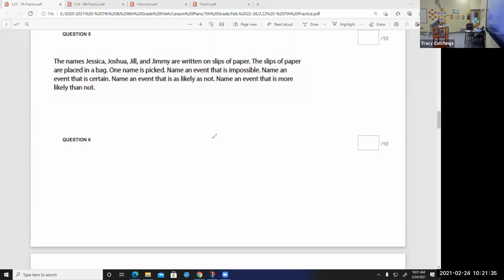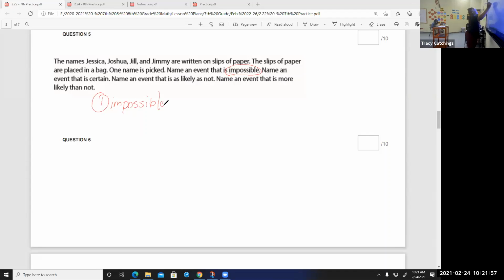All right, the names Jessica, Joshua, Jill, and Jimmy are written on slips of paper. The slips of paper are placed in a bag. One name is picked. They want us to name an event that is impossible, name an event that's certain, name an event that's likely as not, and name an event that's more than likely. So we'll start at the first, and the first thing they ask us for is impossible.